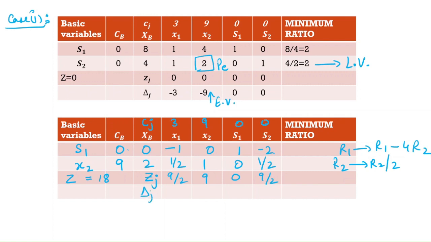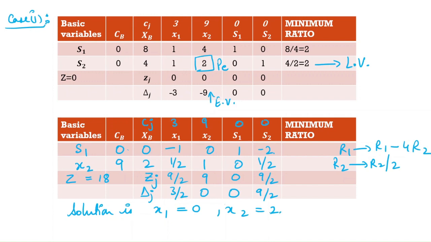And delta j, that is zj minus cj, so 9 by 2 minus 3, this is coming out to be 3 by 2, this is 0, 0, 9 by 2. So I am getting all of the delta j's as positive, so that means I have attained the solution here. So what is the optimal solution that I am getting? The solution is that x1 is equal to 0 and x2 is equal to 2.